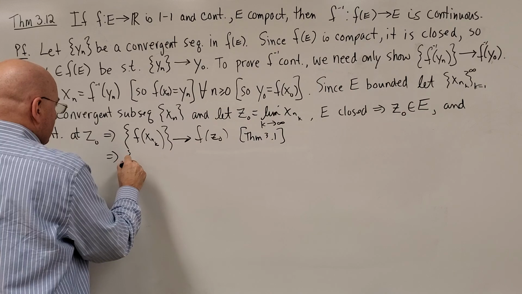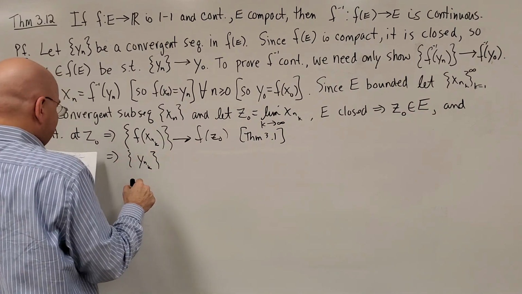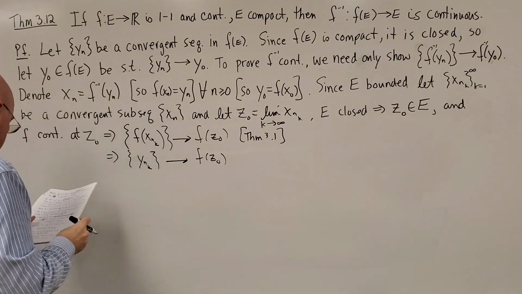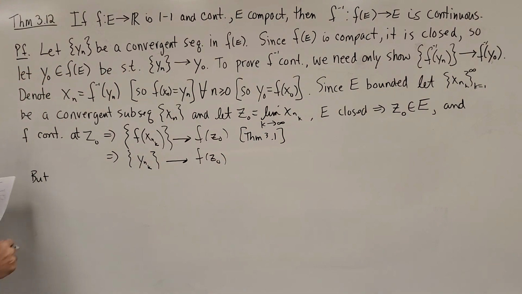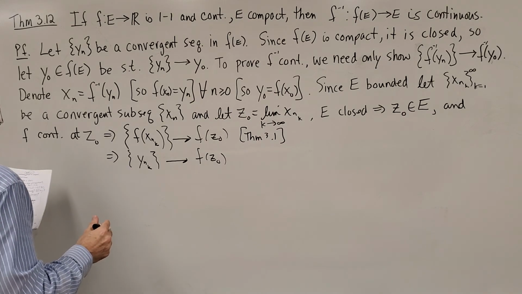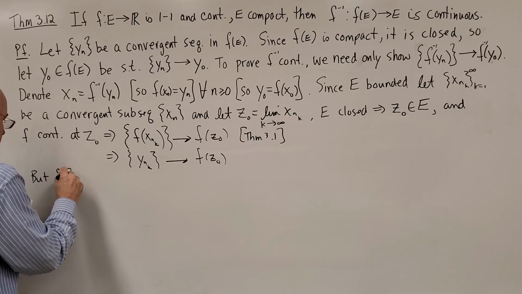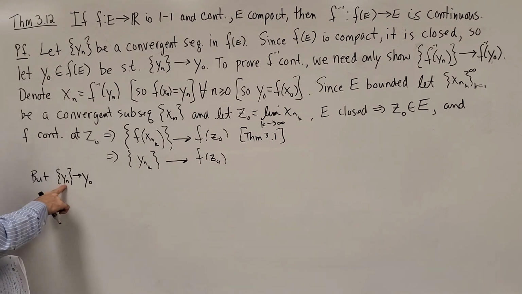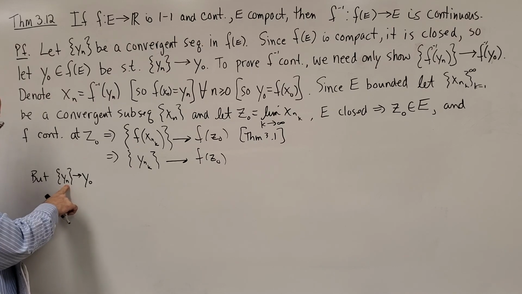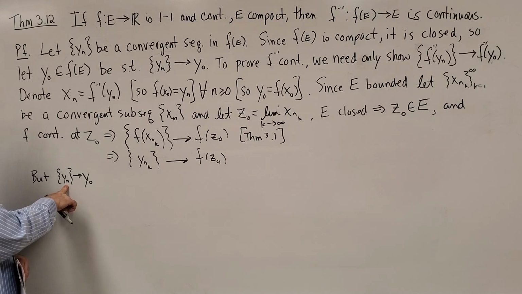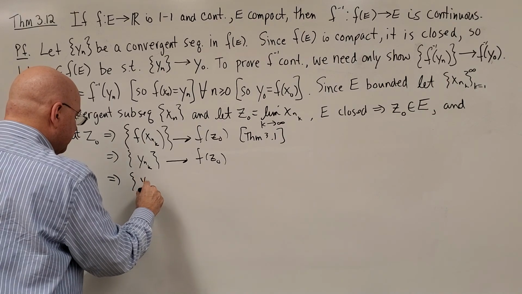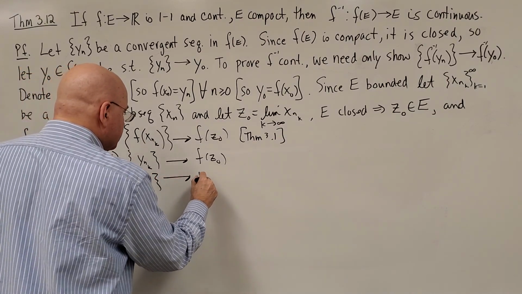Well, that implies that y sub n k, which is equal to that, converges to f of z0. But what do we have here? We know that yn converges to y0. That implies that any and every subsequence will converge to y0. So therefore, this y sub n k, the subsequence, also converges to y0.